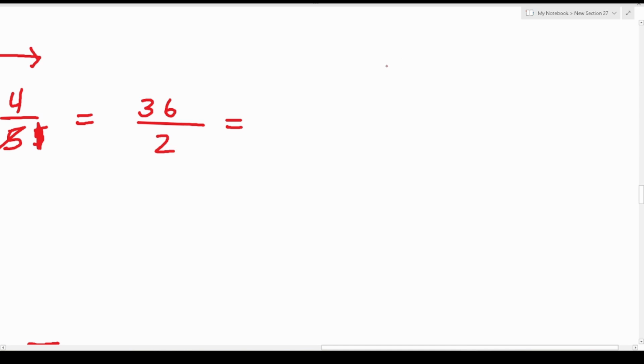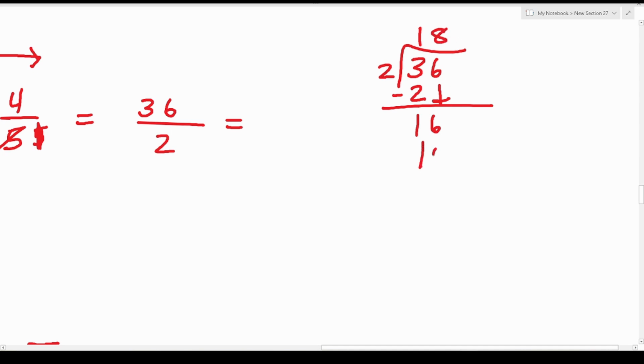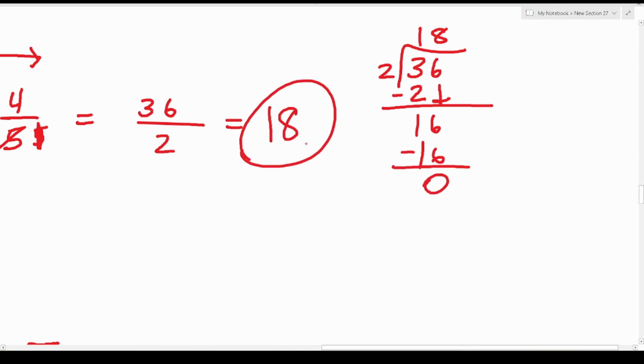If you can't work that out mentally, you can always work it off to the side like this. 2 goes into 3 one time without going over. 2 times 1 is 2. 3 minus 2 is 1. And we drop down this 6. 2 goes into 16 8 times without going over. 2 times 8 is 16. We can see there's no remainder. So the answer to this one is 18.